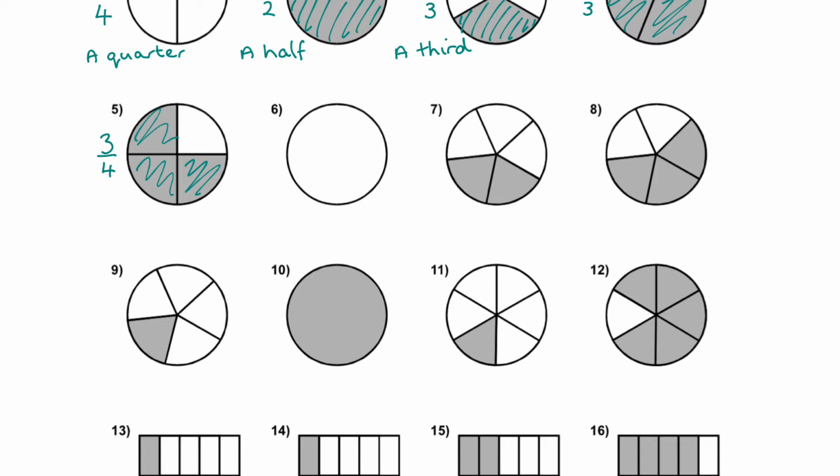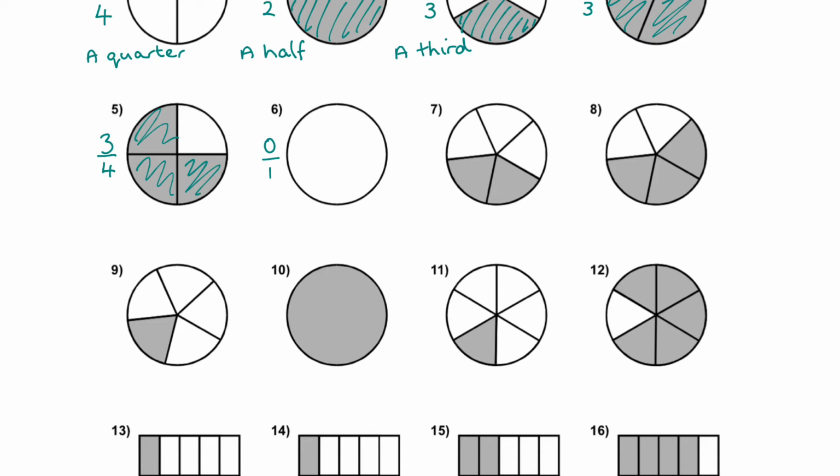Now, look at number 6. How many pieces has that circle been split into? Well, it's been split into 1, hasn't it? So there's only 1 piece there. So we've got none of it shaded though. So we've got none out of 1 is shaded. Okay? So none out of 1 piece being shaded would look exactly the same as none out of 2 bits shaded, or none out of 3 or 7 or 15 bits shaded. If we've got no bits shaded, we've got none, so that is just 0.